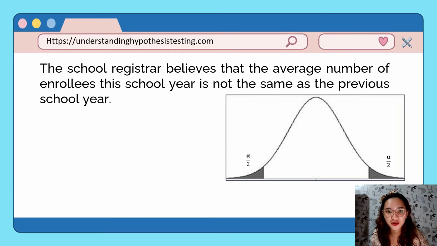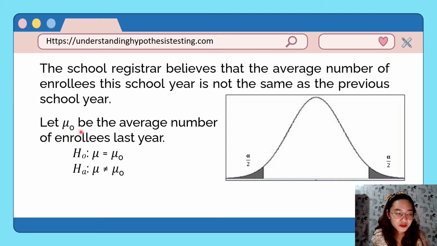The school registrar believes that the average number of enrollees this school year is not the same as the previous school year. Let M sub 0 be the average number of enrollees last year. Again, ito yung previous data natin. So, this will be our initial claim o yung ating null hypothesis din siya. So, equal. Siyempre, in contrary, yung ating alternative hypothesis naman ay not equal. And since yung alternative hypothesis natin ay not equal, ibig sabihin, two-tailed test itong ating example na to.